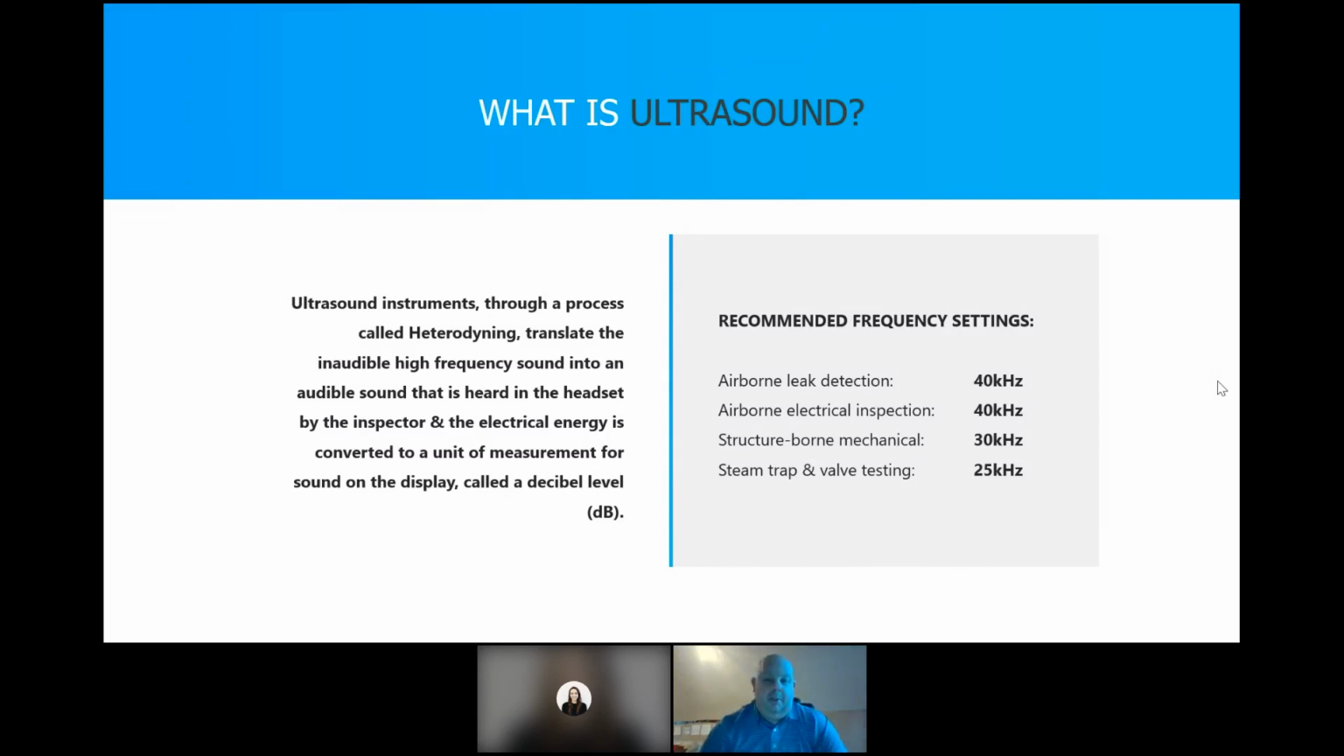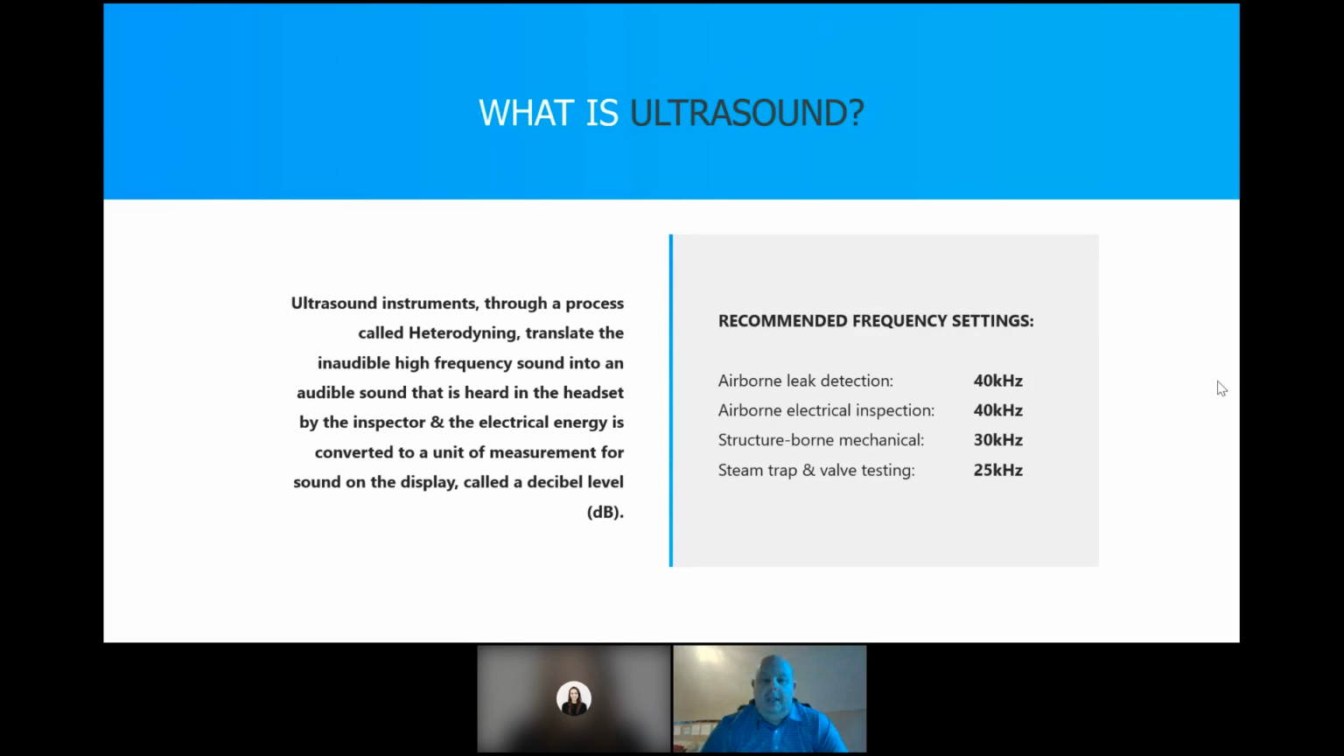So if you have an instrument already and that instrument has frequency tuning capability, you see the recommended frequency settings for the different applications. I'm showing that on the screen now. So these recommendations, there's actually an ISO standard for recommended use and guidelines for airborne and structure-borne ultrasound. And that ISO standard is ISO 29821. There's a part 1 and a part 2, but you'll find these recommended frequency settings referenced in that ISO standard. So that's where they come from.